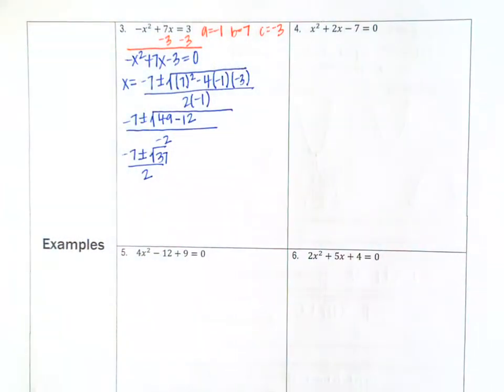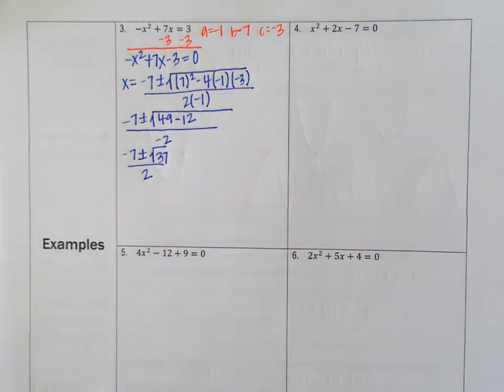Okay, so now I'm at a point where I think, can I simplify that square root? Can I simplify the square root of 37? For one, 37 is not a perfect square, so it's not like 1 or 2 where we can simplify it like that. Then I think, well, can I break it down? Is there a number that goes evenly into 37 that is a perfect square? And there isn't. 37 is actually a prime number.